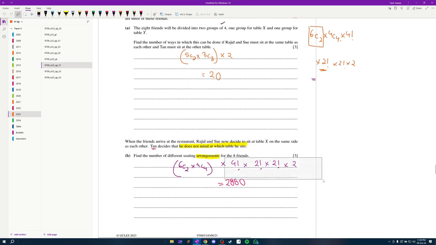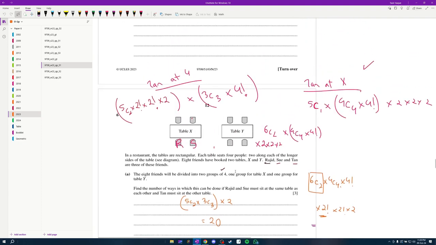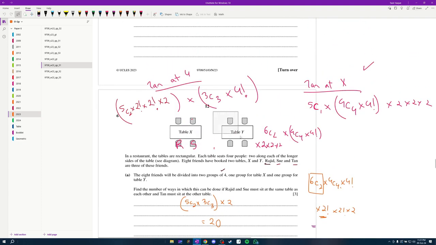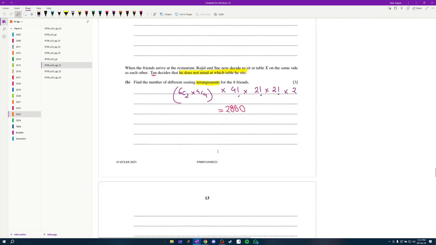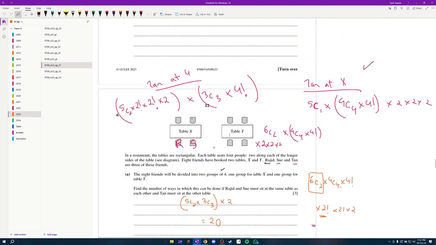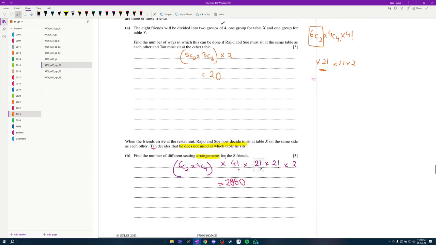Next. What about now? Because they use the word arrangements, okay? So students, whenever you see the word arrangements, that's when permutations come in. So, why do we have 4 factorial? This is the important part. 4 factorial because these 4 guys can interchange their positions, the 4 people we sat at table Y.